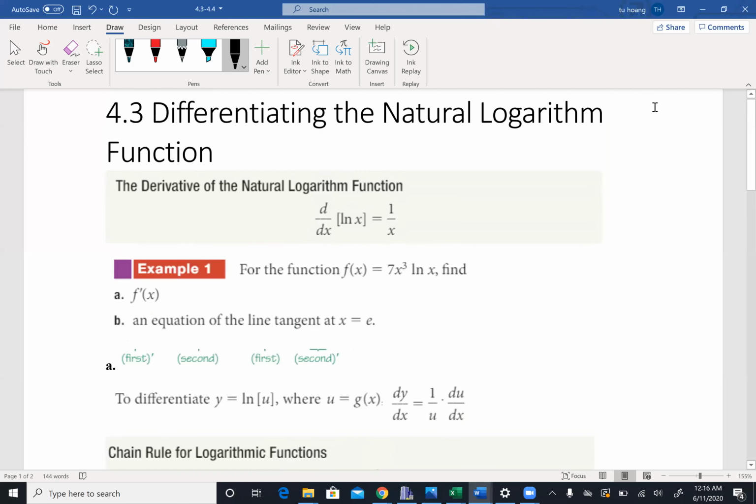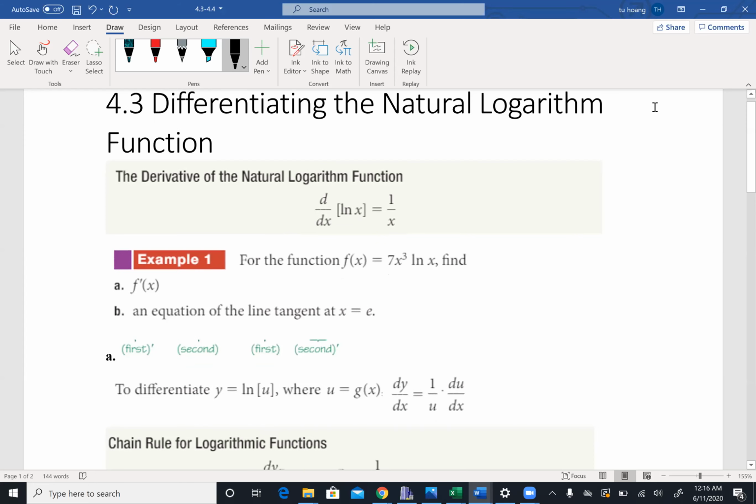Hi everyone. Today I will talk about section 4.3 Math 180 Business Calculus. This session will talk about differentiating the natural logarithm function.